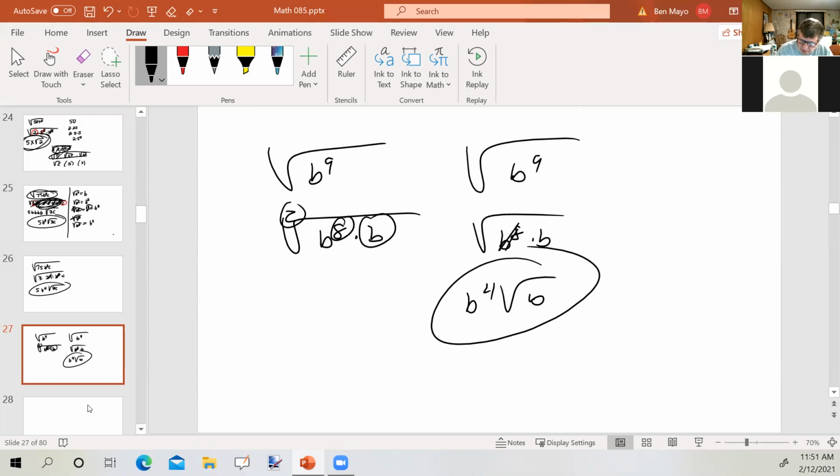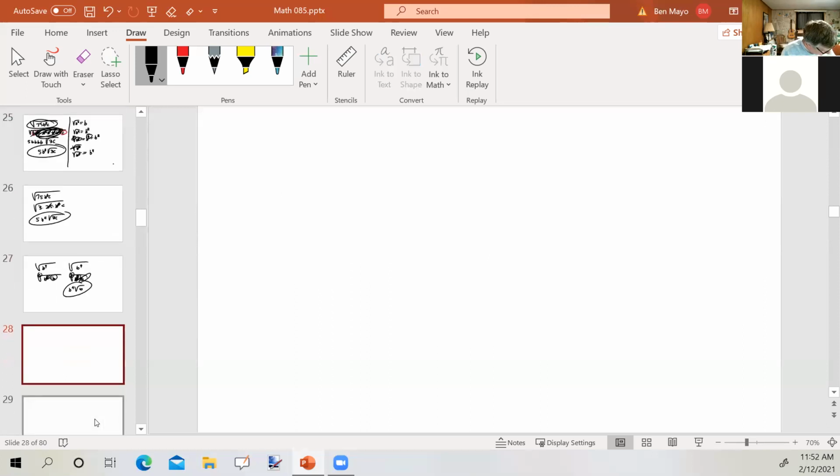So I want my exponents to either match the index or be multiples of the index, and then leftovers. And the leftovers get stuck inside. Now let's see if we've got that. How about this? The 5th root of 64, x to the 10th, y to the 5th.